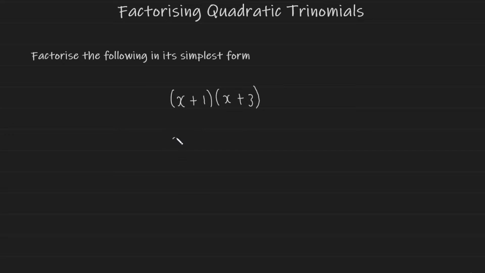So the first thing you need to understand is that when you expand 2 brackets, you end up with a quadratic trinomial. Expanding 2 brackets is something you should know how to do by this stage. If you don't, I suggest you go to the expanding 2 brackets video and check that out. Therefore, if we want to factorize a quadratic trinomial, we will get 2 brackets. That's the first thing you need to know.